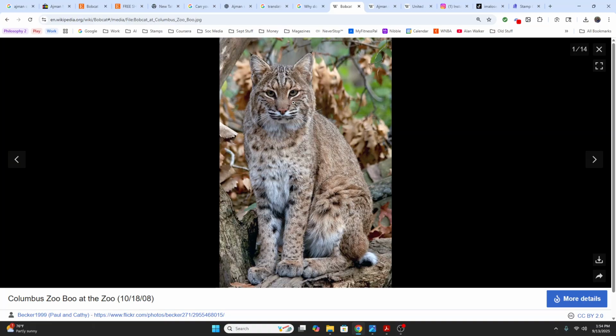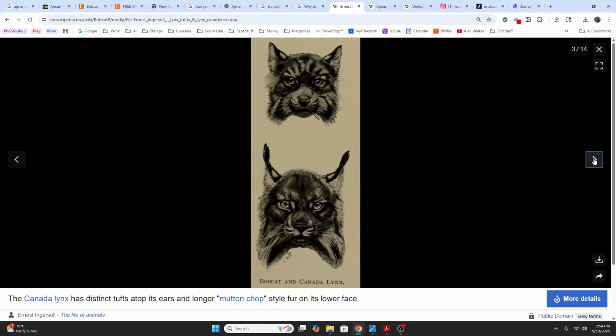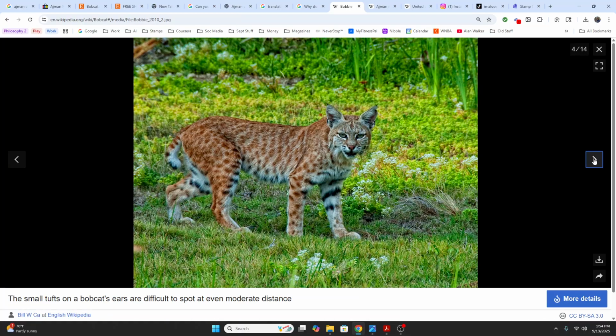Isn't this gorgeous? Just take a look at that picture. Here's a bobcat in the wild, just sitting there. This is where it's located in North America, a little bit into Canada, and a little bit into Mexico, but it's primarily in the United States. And there's a drawing of it, and then here's a bobcat in the wild, and you can see its bobbed tail.